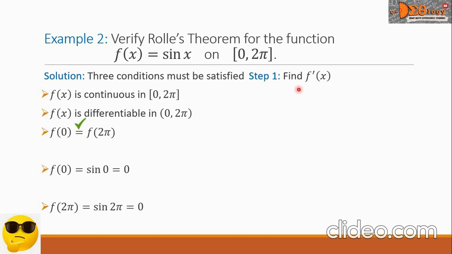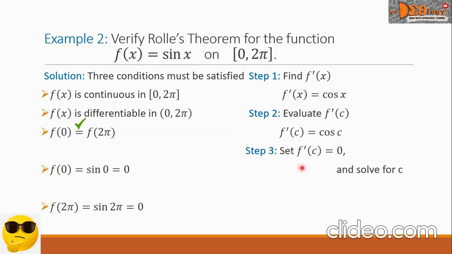Step 1 is to find the derivative. F prime of x is equal to the derivative of sine x, which is cosine x. Step 2 is evaluate f prime of c. We will change all the x that we see on the right side into c. So we have f prime of c equals cosine c. Step 3, set f prime of c equals 0 and solve for c. So we have here 0 equals cosine c.